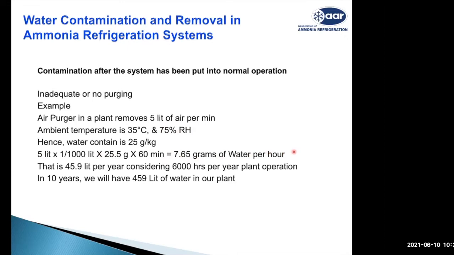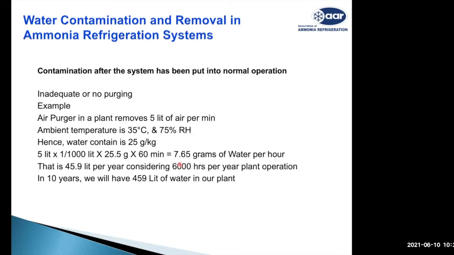Air purger will remove the air, it will not remove the water. Why? Many people say that a purger removes the air and water. A purger will not remove the water mainly because water accumulates on the low pressure side, whereas the air accumulates on the high pressure side. As we have seen, the purging points are taken from the condenser and receiver, which are the high pressure side, where the possibility of water accumulating is very, very less.